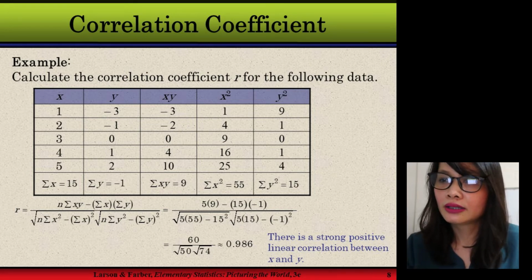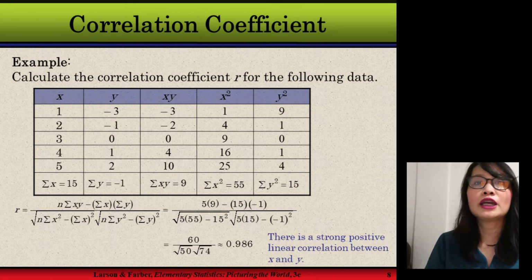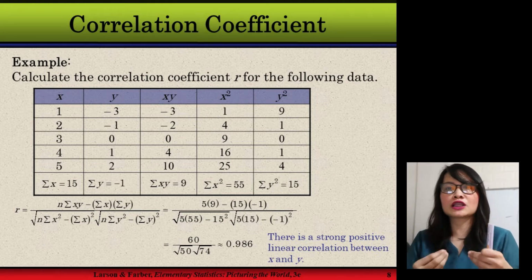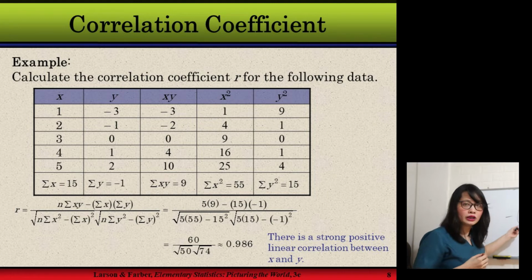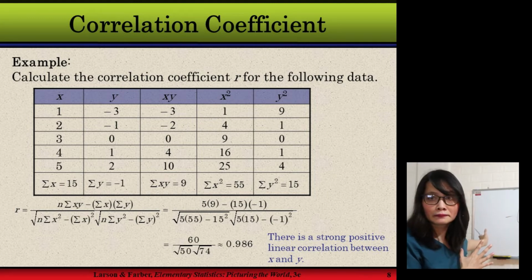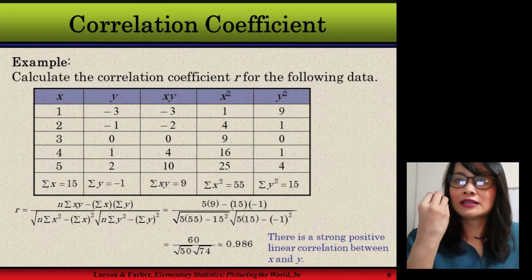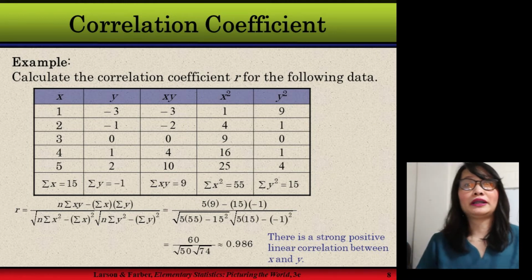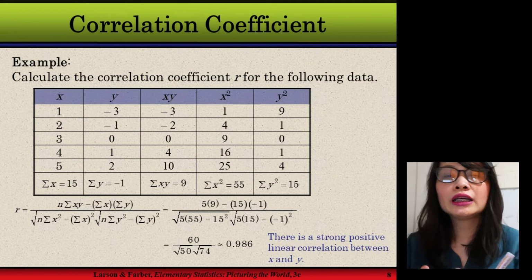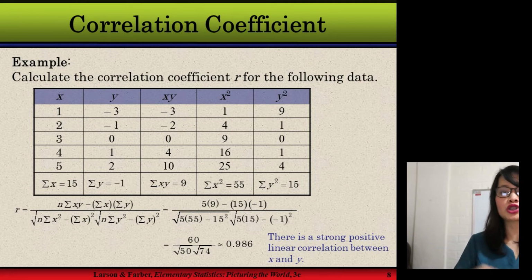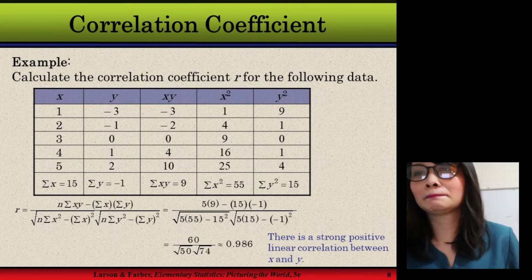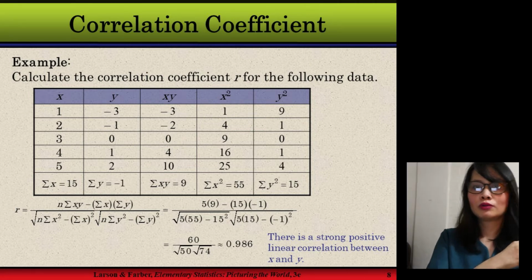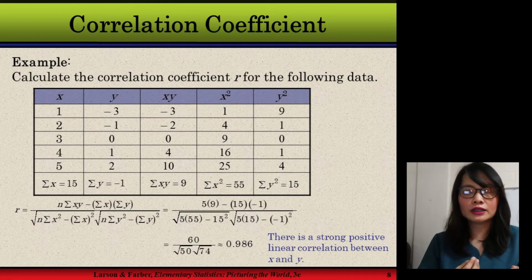Strong negative linear. Okay, very good. There is a strong negative linear correlation between x and y because this value is closely to negative 1. Okay? So we call it a strong negative linear correlation between x and y. Okay? So that's how we compute for correlation coefficient, which is denoted by r. Okay? So for example, let's try to apply the concept on computing correlation coefficient in a particular problem.